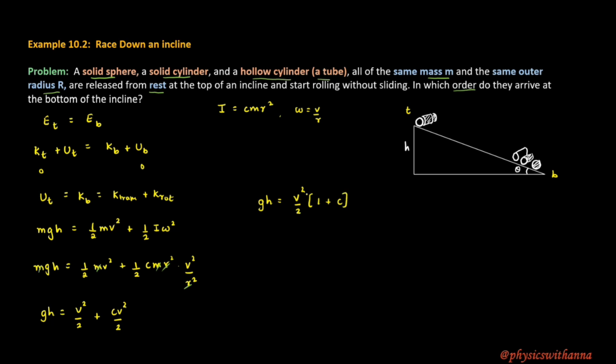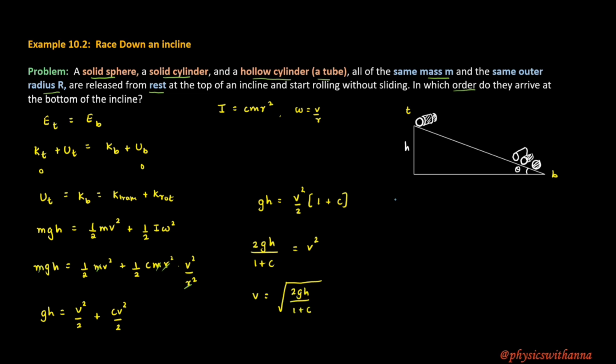I need to find velocity, so we can rearrange the terms to write in terms of V squared. I will multiply with 2 and divide with 1 plus C. So we get 2gh over 1 plus C equals V squared. Now let's take the square root on both sides to find velocity. So V becomes equal to the square root of 2gh over 1 plus C.